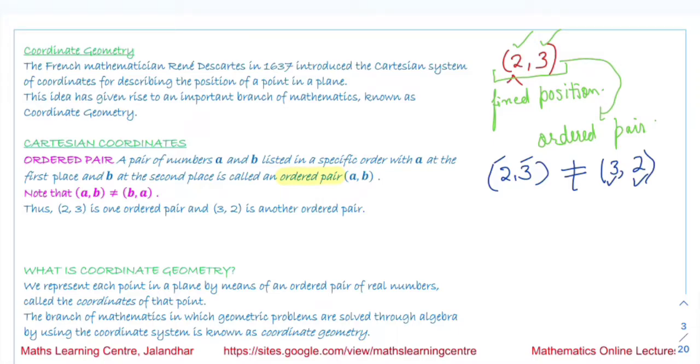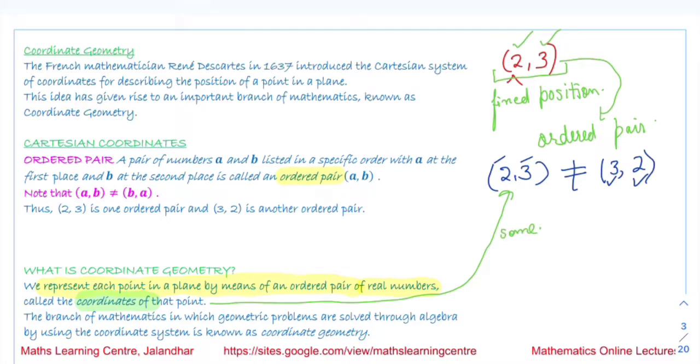So we can represent what coordinate geometry is. Basically we can represent every point on the plane as an ordered pair. If we consider any point on the plane, we can represent it as an ordered pair of real numbers, and these ordered pairs are called the coordinates of that point. So this 2, 3 will be the coordinates of some point.